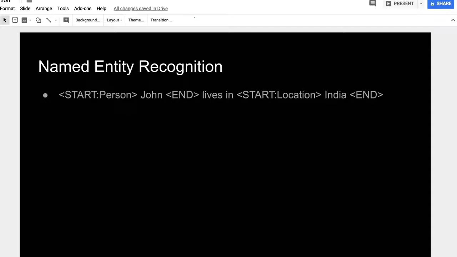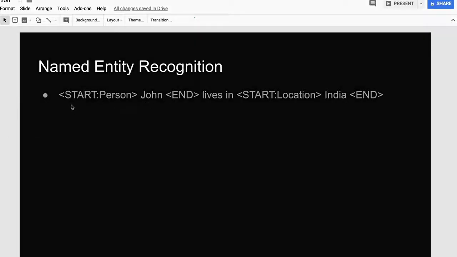This is a standard way of teaching the machine using some labeled data. This is a sample labeled data. Here, what we are trying to do is define the value inside this start and end tag, and define the named entity type, which means person. So anything defined inside this start and end would be treated as person. Similarly for location, anything between the start and end would be treated as location. Here India is treated as location, and here John is treated as person. So this is a sample labeled data.